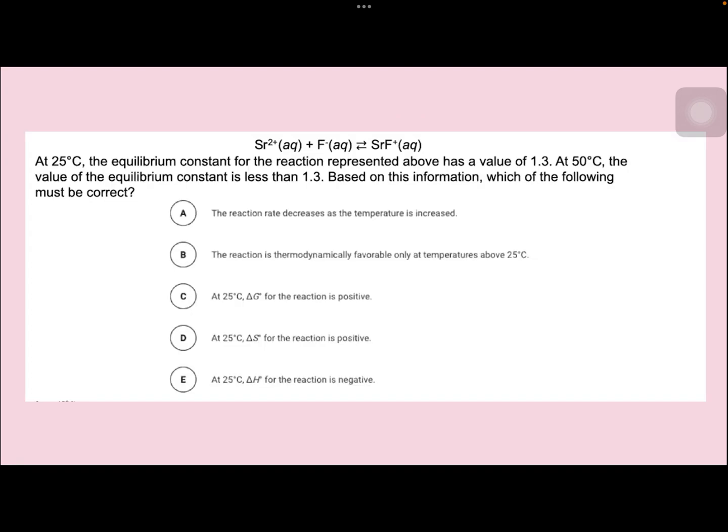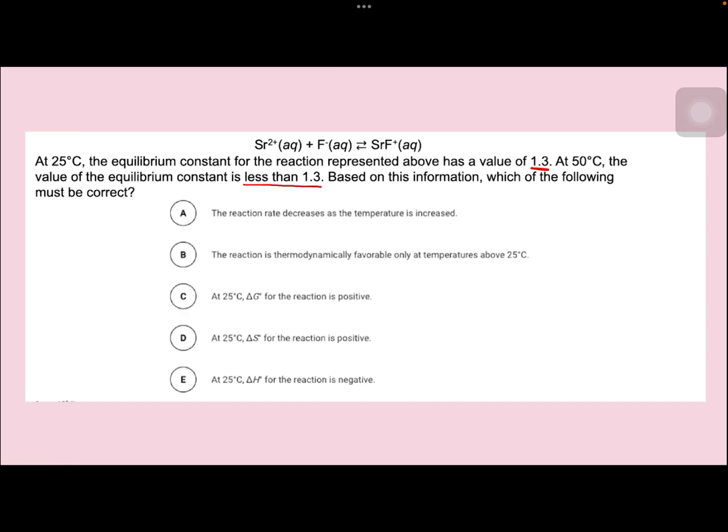All right, so let's look at this example multiple choice question. We're given this equilibrium system. We have two aqueous ions coming together. At 25 degrees Celsius, the equilibrium constant for the reaction represented above has a value of 1.3. At 50 degrees Celsius, the value of the equilibrium constant is less than 1.3. Based on this information, which of the following must be correct?